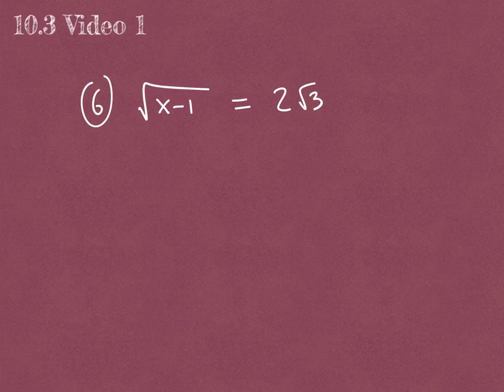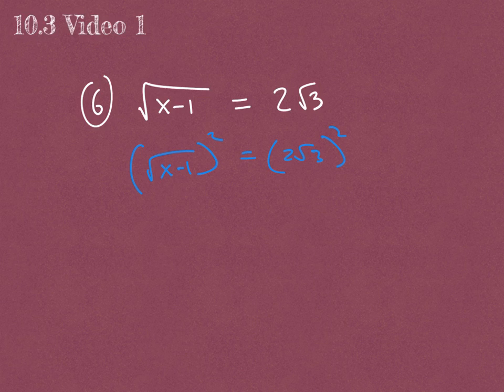So in this problem, one thing you'll notice that's different is we've got square roots on both sides. And so for the ones that actually have square roots on both sides, you'll be able to square both sides right away. And so when we do this, we're going to do square root of x minus 1 and square it. And we're going to do 2 root 3 and square it.